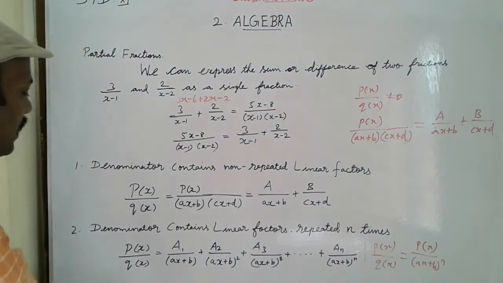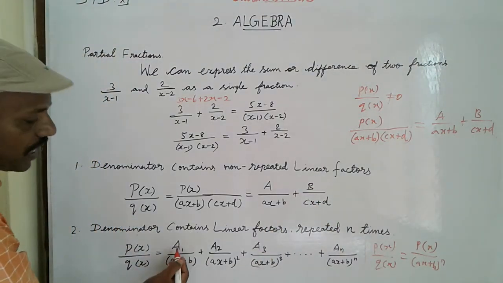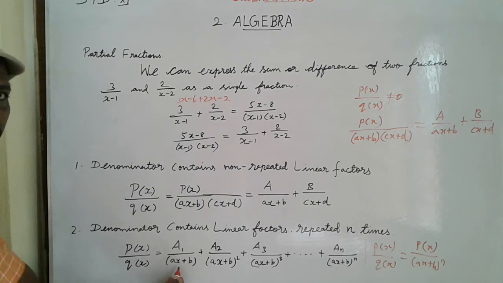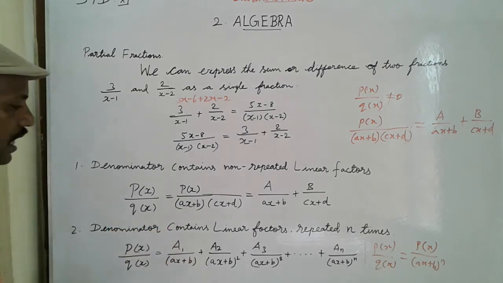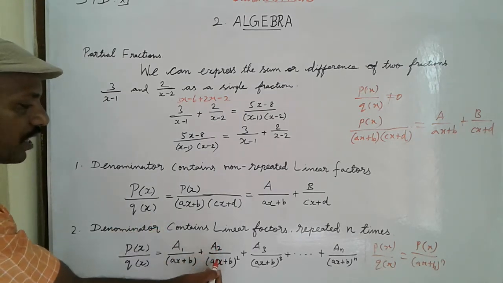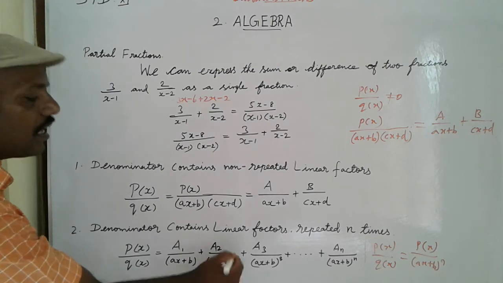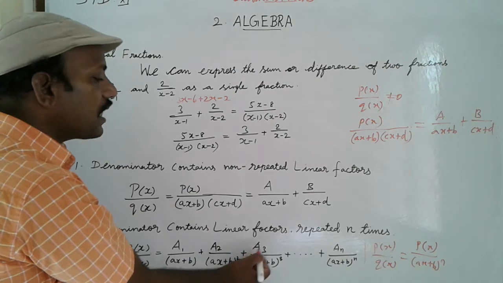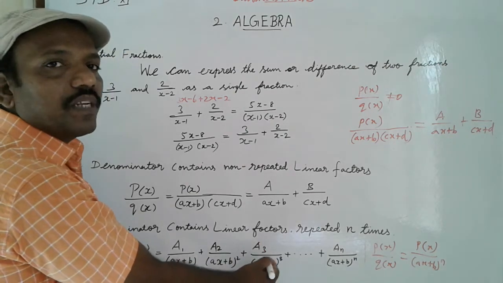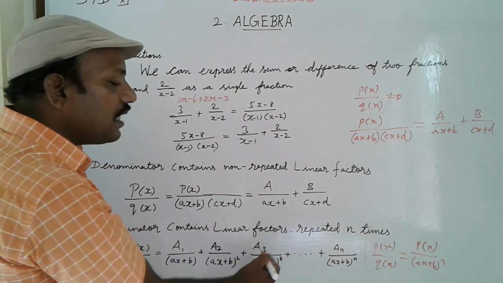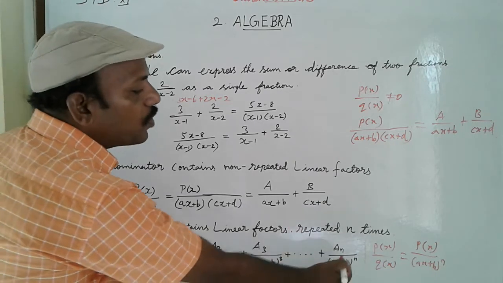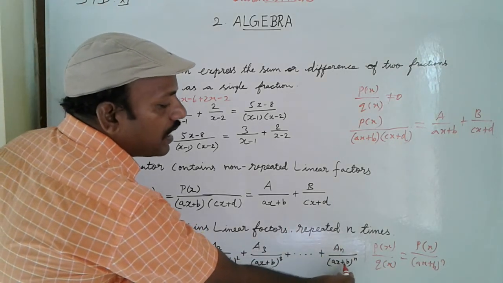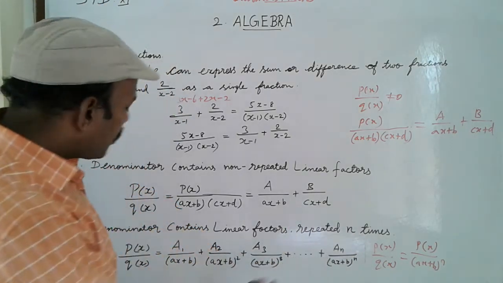Then we write the partial fraction as a1 divided by (ax + b) to the power 1. Next, plus a2 divided by (ax + b) whole square, increasing the power by 1, so 1 plus 1 is 2. Plus a3 divided by (ax + b) cubed, 2 plus 1 is 3. Increase the power by 1 each time up to an divided by (ax + b) whole power n. So this is the formula.